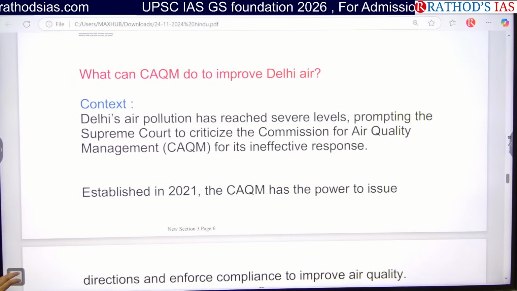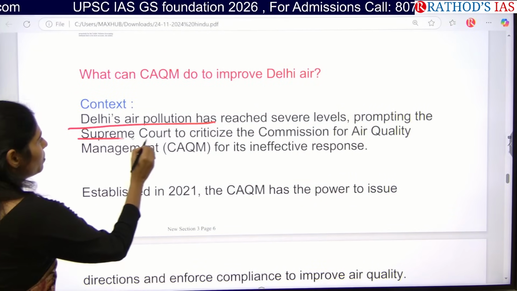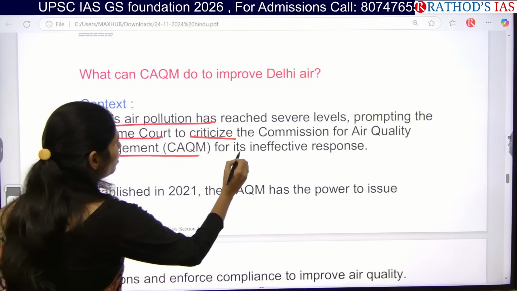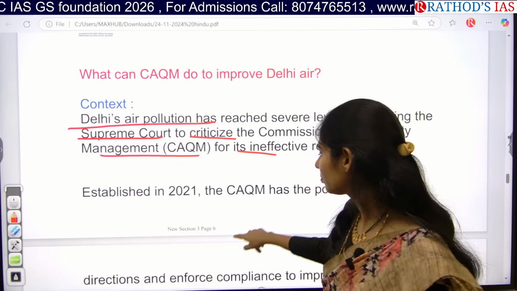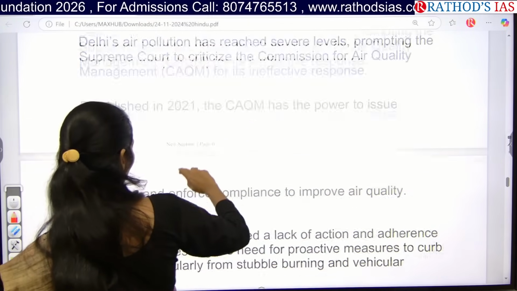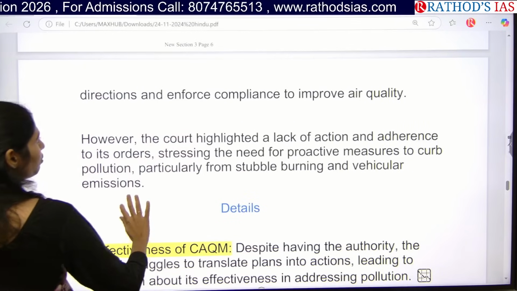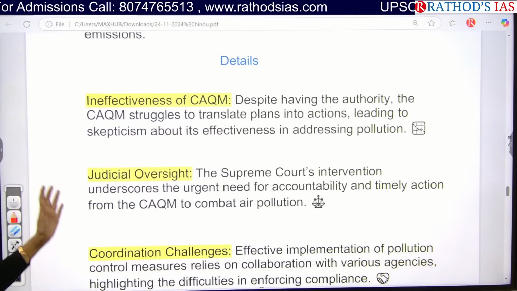Okay, Delhi air pollution has reached severe levels, prompting the Supreme Court to criticize CAQM for its ineffective response. It is not taking a proper response to control that. Actually, it has been established to issue directions and to enforce compliance to improve the air quality in Delhi. So that's it. You can see all these things.